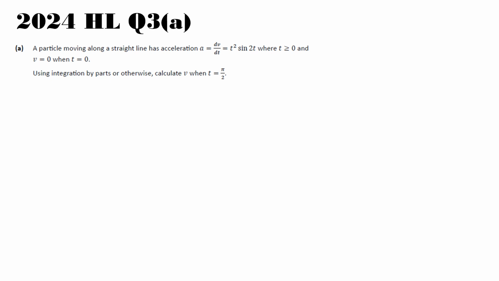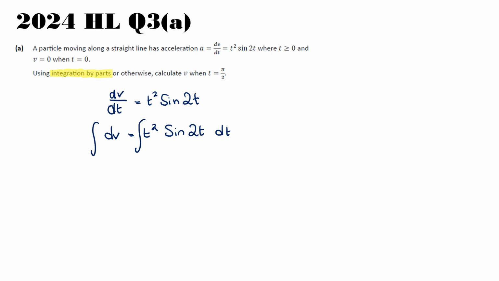So this question has very nicely told us that we're going to be using integration by parts, so we don't have to worry too much about the identifying. Our first step here is to write down our differential equation, which is dv/dt is equal to t squared sine 2t, and then we separate it. We can see that everything on the right hand side has a t, so nothing is coming over. We're just going to bring that dt over to the right hand side. So it looks like this, and then we're going to integrate.